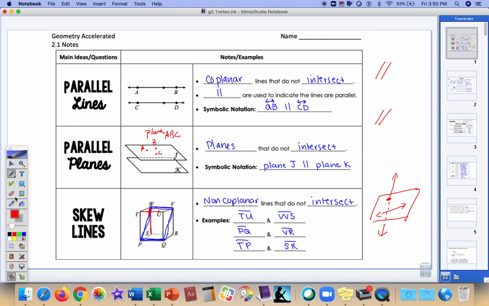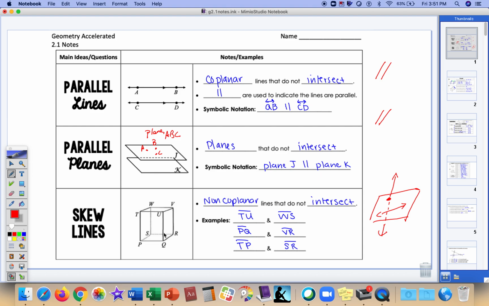PQ and VR, never going to intersect. And they are not on the same plane, so they're skew. And TP and SR, again, never going to intersect, not on the same plane. There's no way you could connect TP and SR and make a plane.